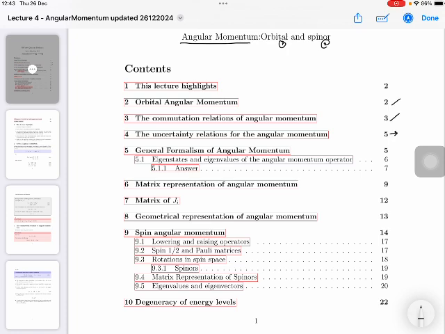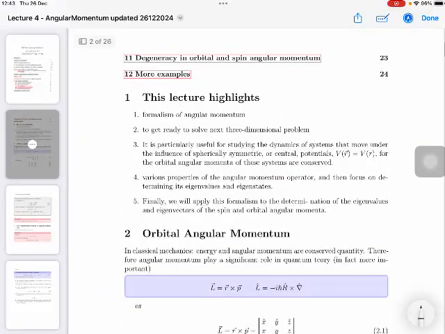This is more or less a recall, and then we are looking at the general formalism of angular momentums. So what you're going to look at today is the formalism of angular momentums, their definitions, and then this will help you to get ready for solving a three-dimensional problem. Of course, it is particularly useful for studying the dynamics of systems that move under the influence of spherical symmetry. This is the important part, or central potentials for orbital angular momentums of the systems.